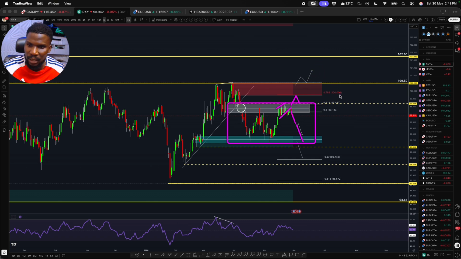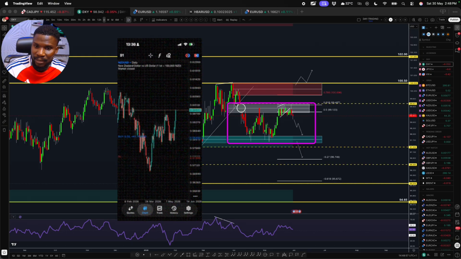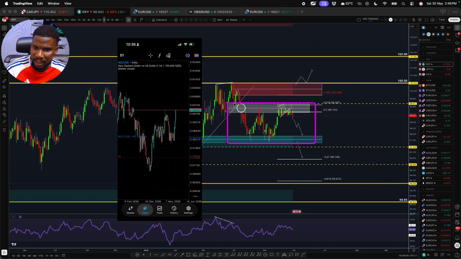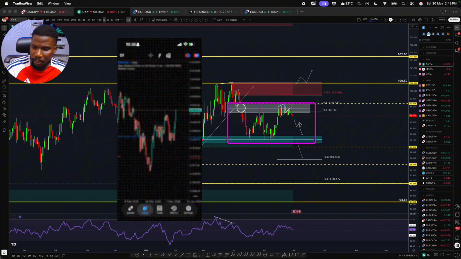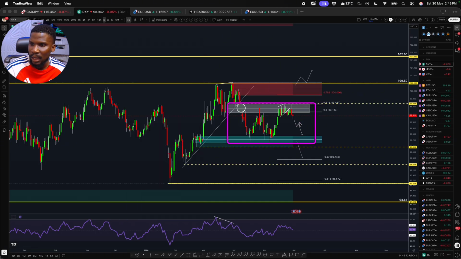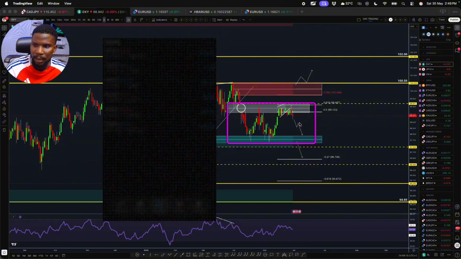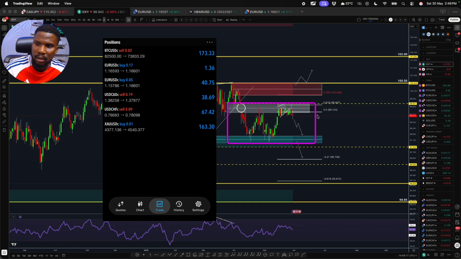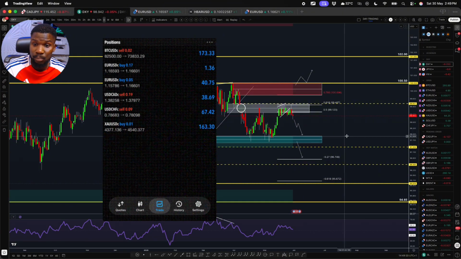But fortunately for sellers like me, sellers of DXY, the dollar is still paused right in the box, and it looks like we can get a better drop rather than the elevated move. That is why I'm holding buys on Kiwi dollar and Euro dollar, and I'm shorting dollar CAD and dollar Swiss right now. And I'm also buying gold. So that is that.